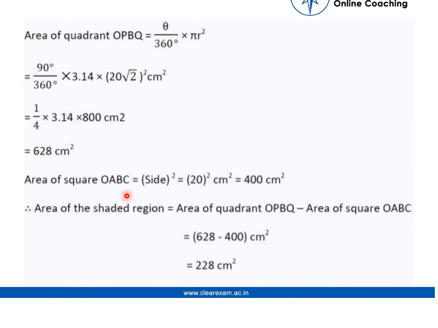And the area of square OABC is side square, and its side is 20 centimeters, so its area would be 400 centimeters square. Now the area of the shaded region is area of quadrant minus area of square, which is 628 minus 400 centimeters square, and it comes out to be 228 centimeters square. So this is our answer for the shaded region.